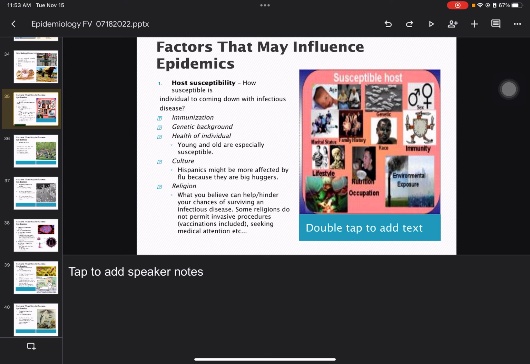So it's very good. Religion also can play a role, right? Because there are some religious groups that believe there should be no medical intervention at all. And that's fine. They're allowed to believe the way they do, right? And so there's not much we can do about that.